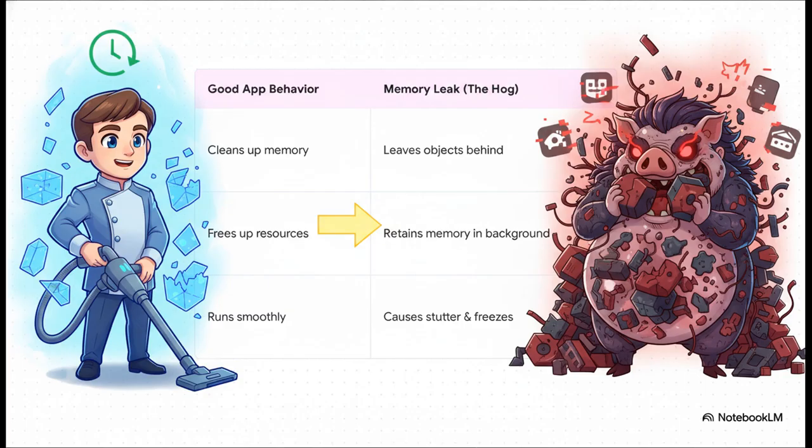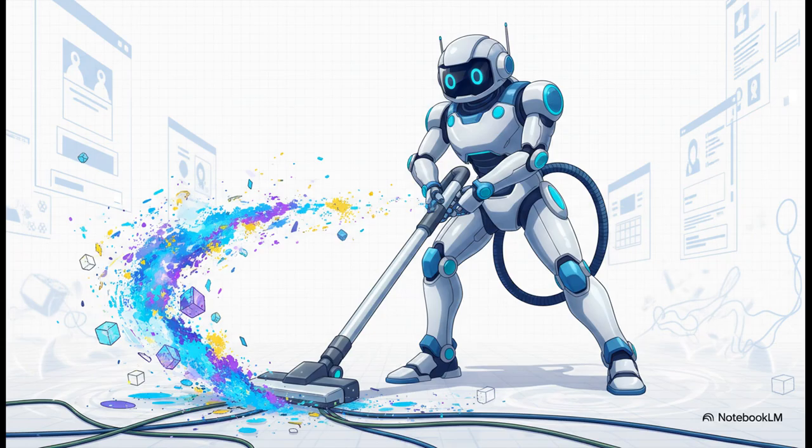But the memory hog? Nope. It just lets the junk pile up, hoarding resources even when it's just sitting in the background doing nothing. Sooner or later, your phone's operating system has to step in and basically act like a janitor. It kicks off this process called garbage collection to forcibly clean up the mess. But here's the catch. That cleanup process isn't free. It actually pauses your app for a split second, and that's what causes those little stutters and freezes you notice.